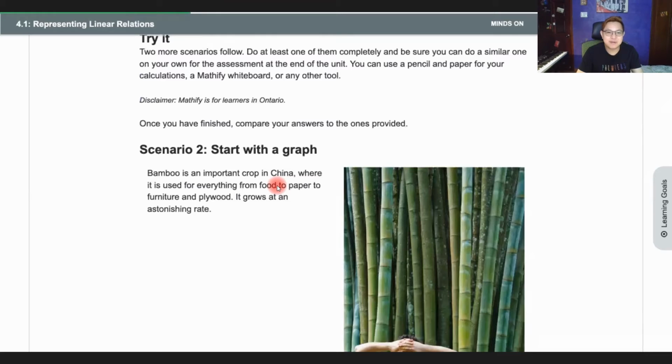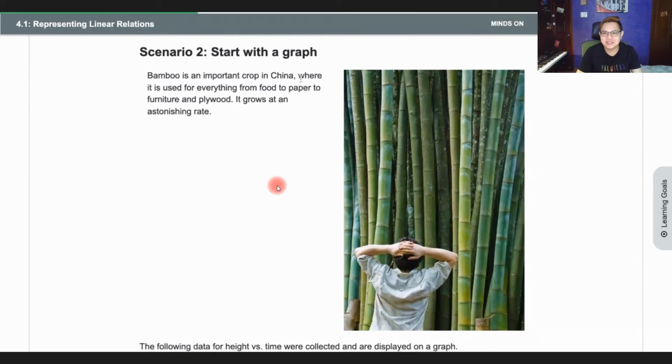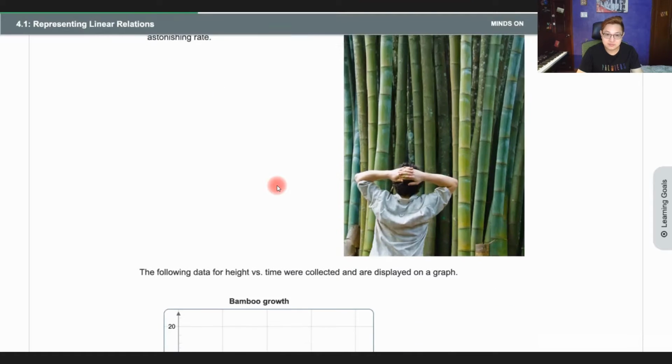Okay, let's say bamboo is an important crop in Vietnam. Why does it always have to be China? Of course, Vietnam grows a lot of bamboo too. Wood to food to paper to plywood. It grows at an astonishing rate.